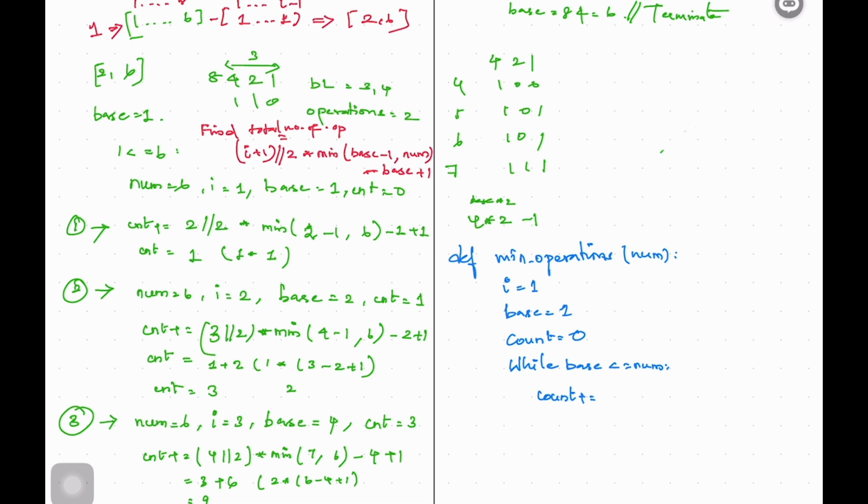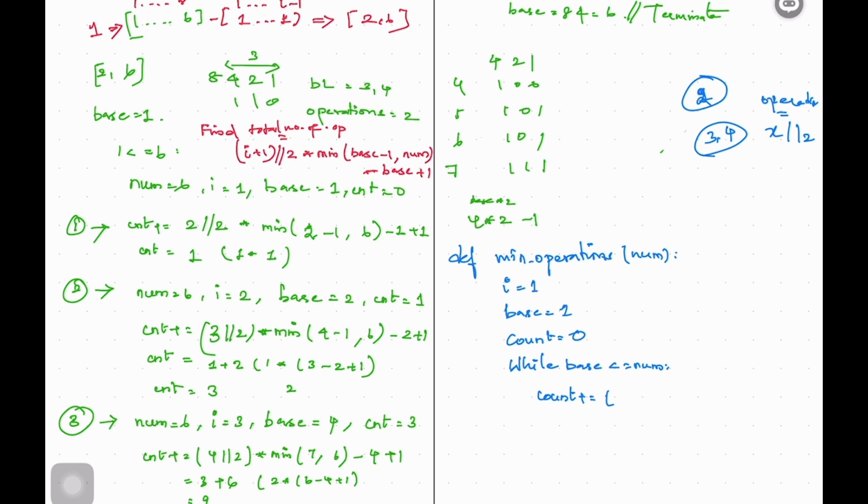Got it? So how will we figure this out? As we know, binary lengths 3 and 4 will have two operations. Basically, binary length x will have x divided by 2 operations, which is what we explained before, right?